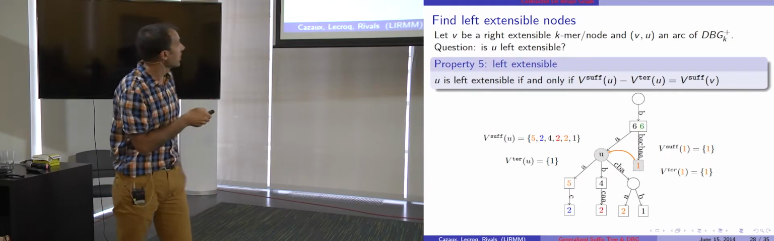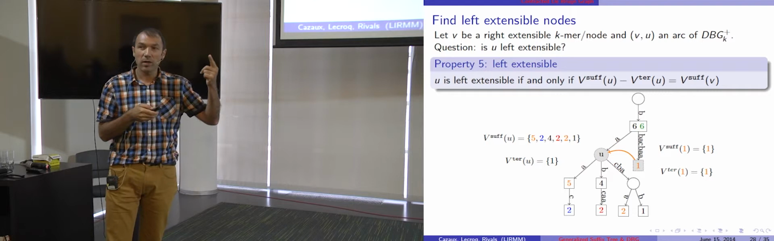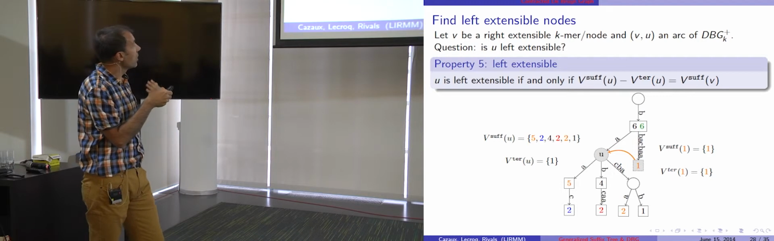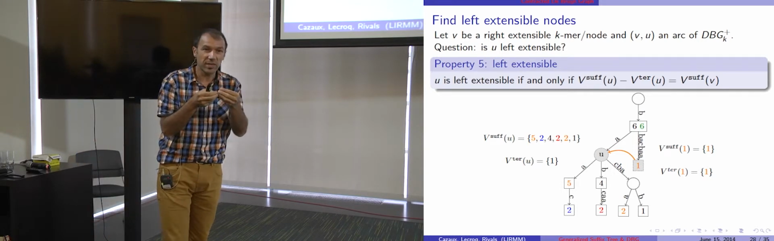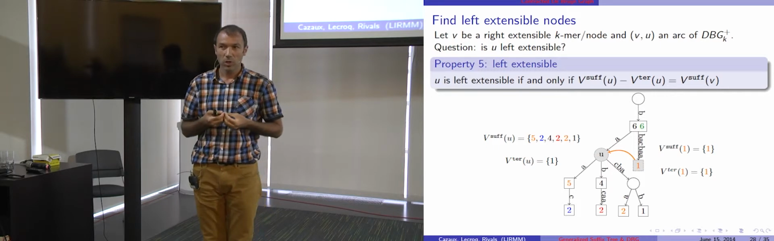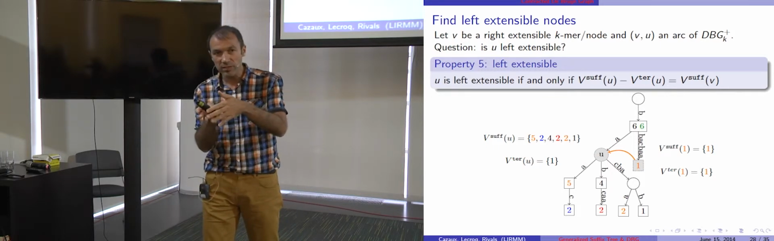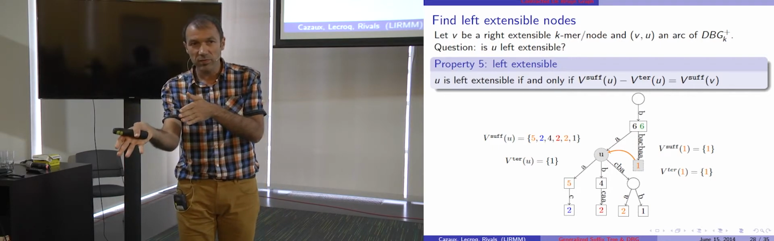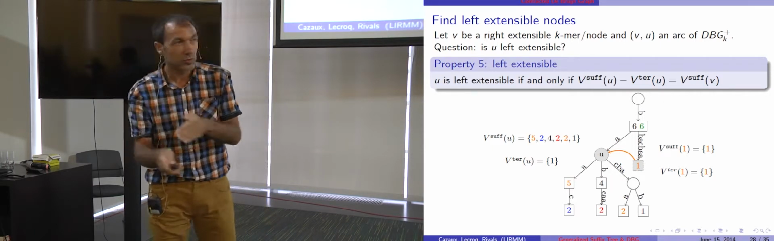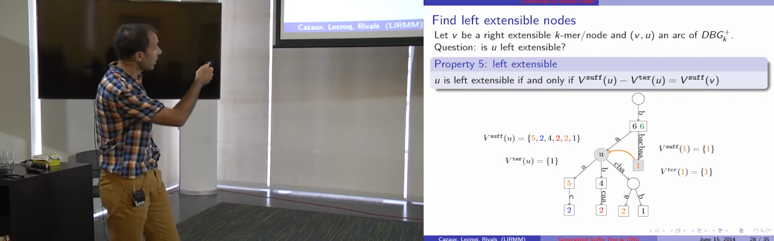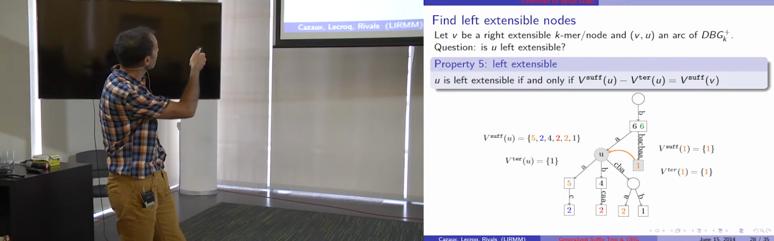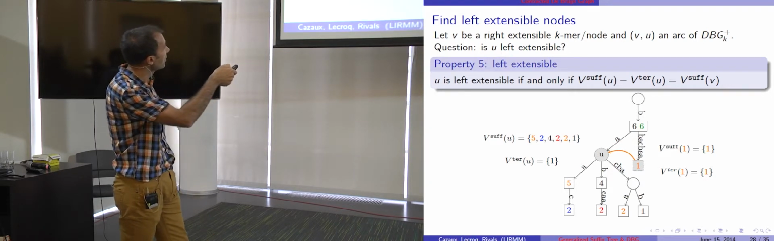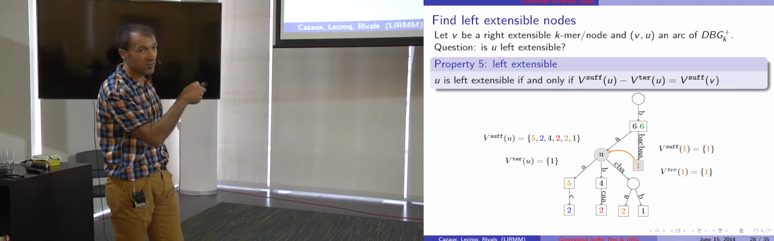Is that okay? Now the left extensible. That's why I use the property I've shown you before. We will look for left extensible nodes if we are on right extensible ones. Okay, we are creating a simple path, we are visiting a simple path, and we want to create the edge. We delay the creation of the edge until we find the non-left extensible nodes. Therefore, we have to check that. So we start from the right extensible node V, and we have an arc VU, and want to know if U is left extensible or not.